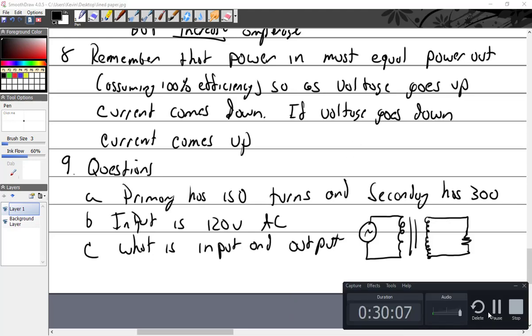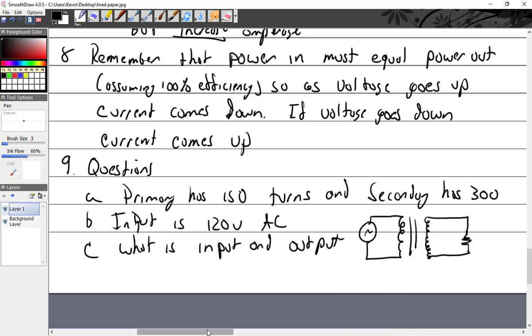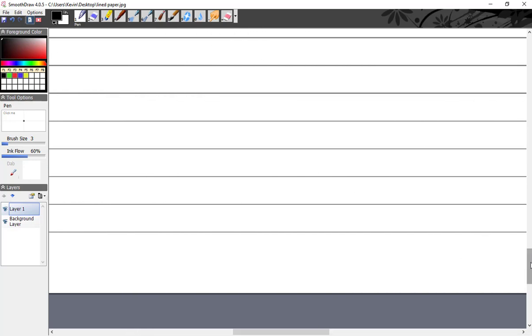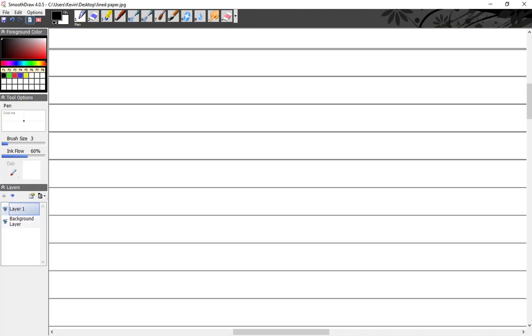Pause. Let's bring this back up and let's see if we can solve this thing. Let's see if you've solved it. So what's the formula I want to use? EP over ES. So I've got 150 turns to 300 turns, and 120 volts AC input. So here's my input, and my primary is over on this side.